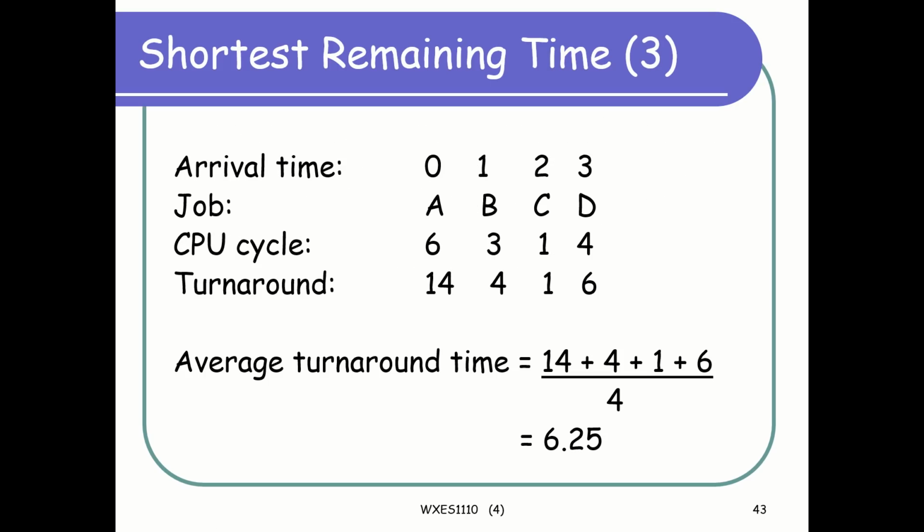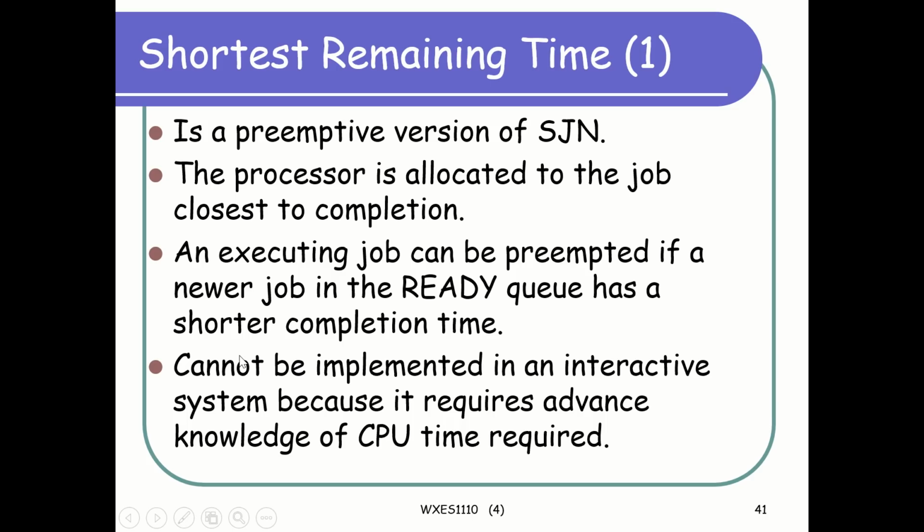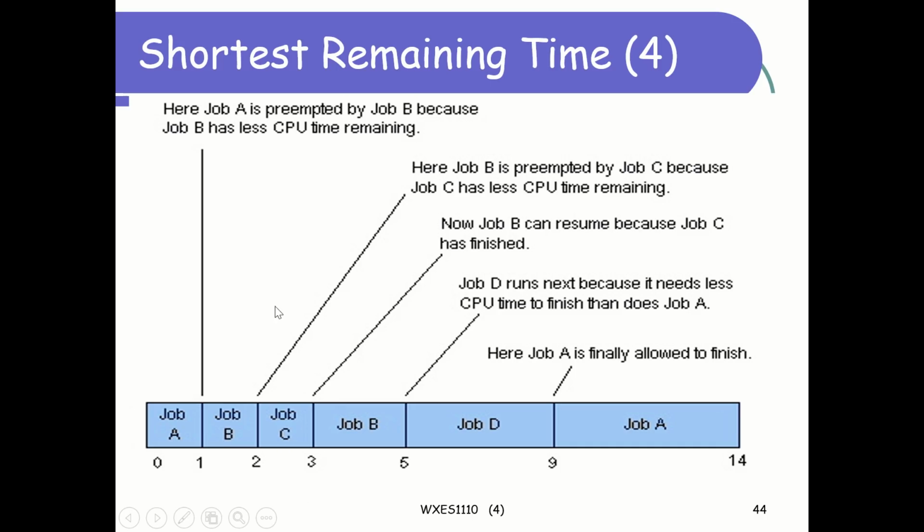So let's say you have here arrival times for A, B, C, and D, and you have the turnaround here. The average turnaround you add up, and then you have 6.25. Let's say here job A is preempted by job B. This actually requires quite advanced knowledge of CPU time required, so this is much more complex to implement. This is quite the best one, but quite complex because the CPU must have knowledge. When the jobs come in, the CPU must know in advance how long each job will take to execute.